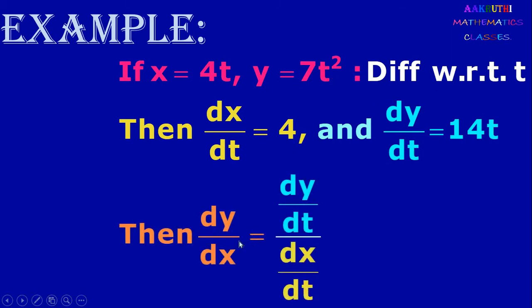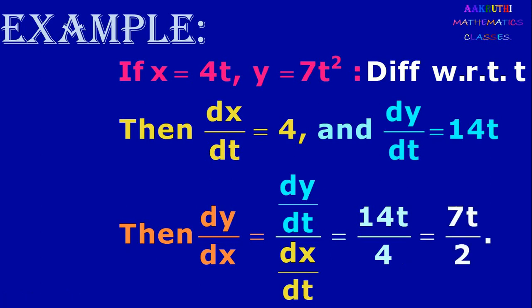Next the question is to find dy by dx. So dy by dx can be written as dy by dt divided by dx by dt. Now here dy by dt is 14t and dx by dt is 4. So 14t divided by 4, we can simplify. Answer is 7t divided by 2.